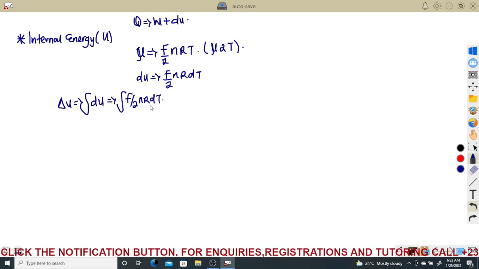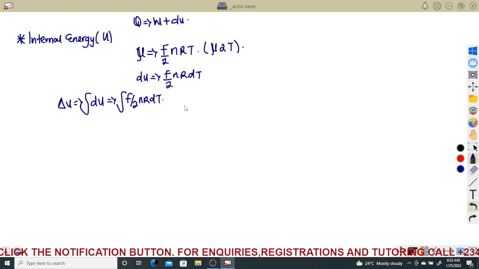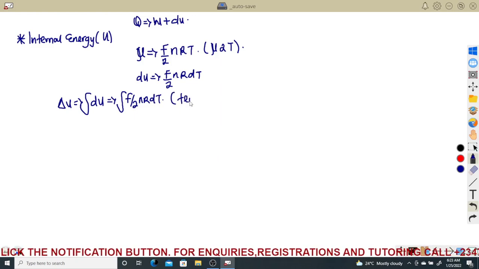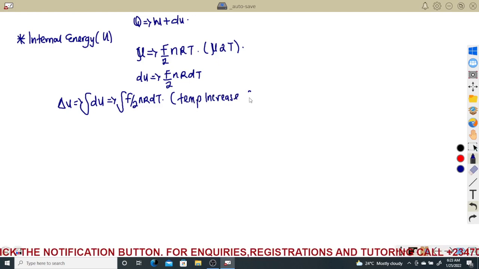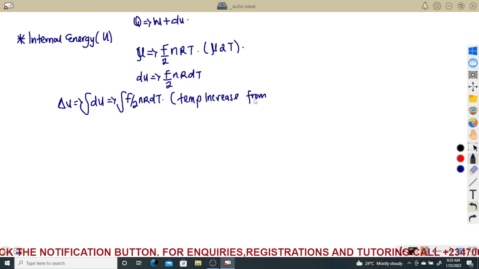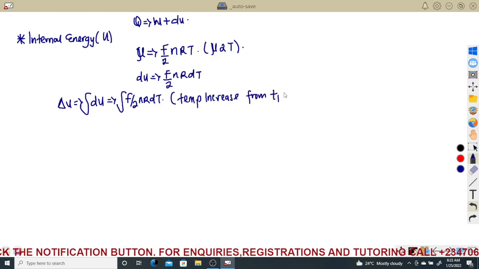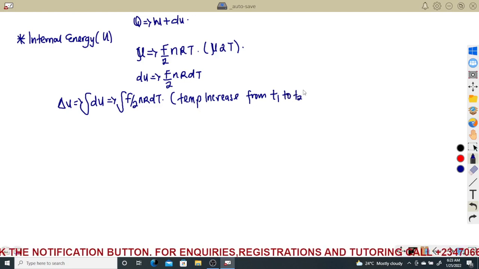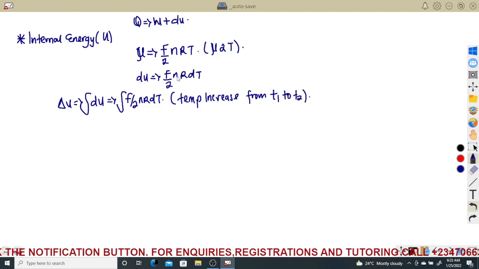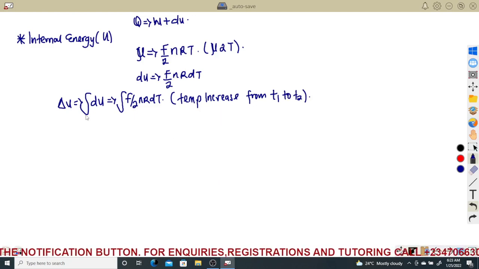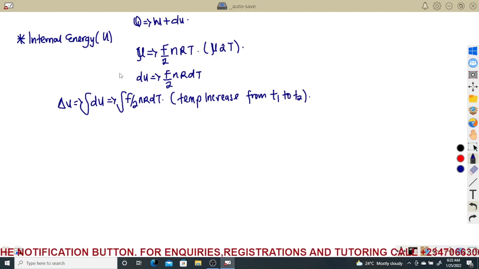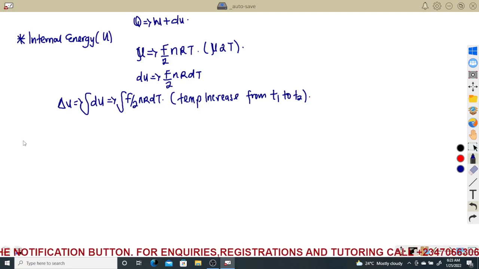Guys, when we say the temperature of gas is increasing, this is for temperature increase from T1 to T2. So if you have this kind of case, this is what you use. So keep it in mind, you've studied this under kinetic theory of gas, so I won't talk too much on that. So the last parameter, which is work done, which is the last one.